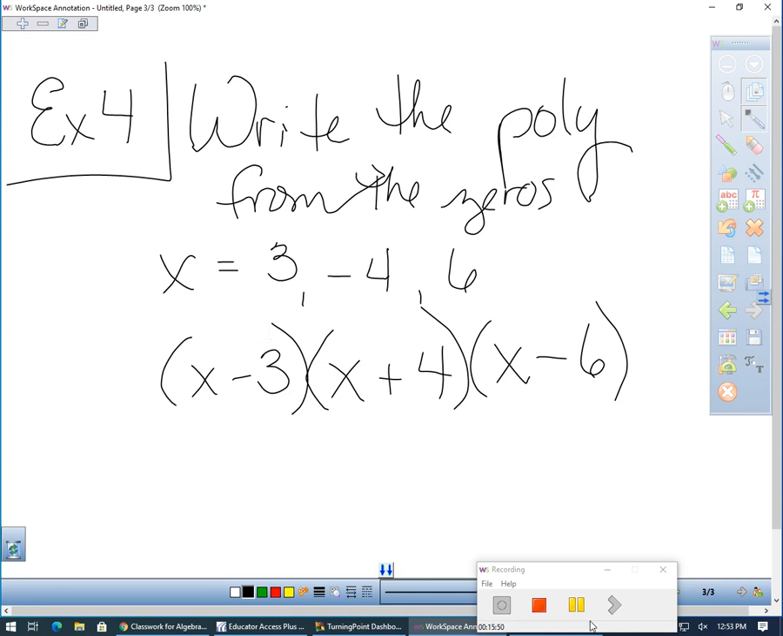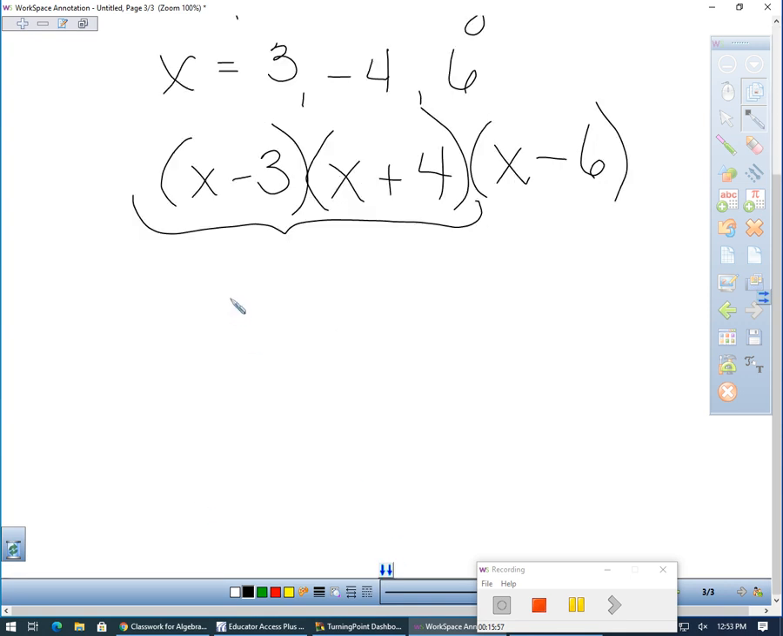Okay. All right, so now if we're going to write the polynomial, what we need to do is multiply 2 of these together, get a quadratic, and then multiply the quadratic times x minus 6. To multiply those together, we like to use the box. So we're going to do a little box first. x minus 3 times x plus 4.